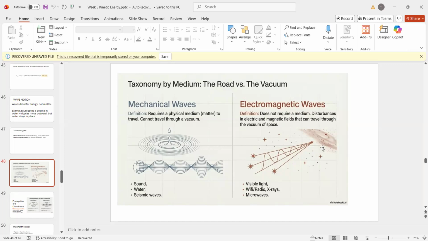So as you can hear, what type of waves are you hearing?